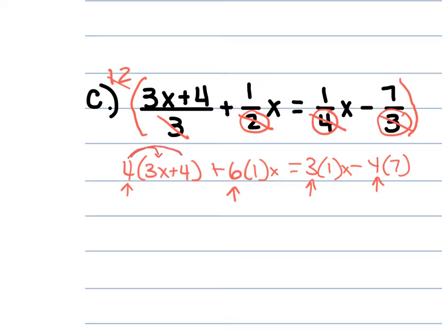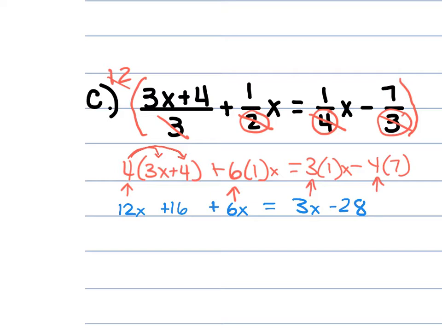So let's do this. Let's distribute. 4 times 3x is 12x. I'm going to change colors just to show a new step. 12x. 4 times 4 is 16. Plus 6 times 1 times x. 6x. 6 times 1 is 6. 6 times x is 6x. 3 times 1 times x. 3x. And finally, negative 4 times 7. Negative 28.